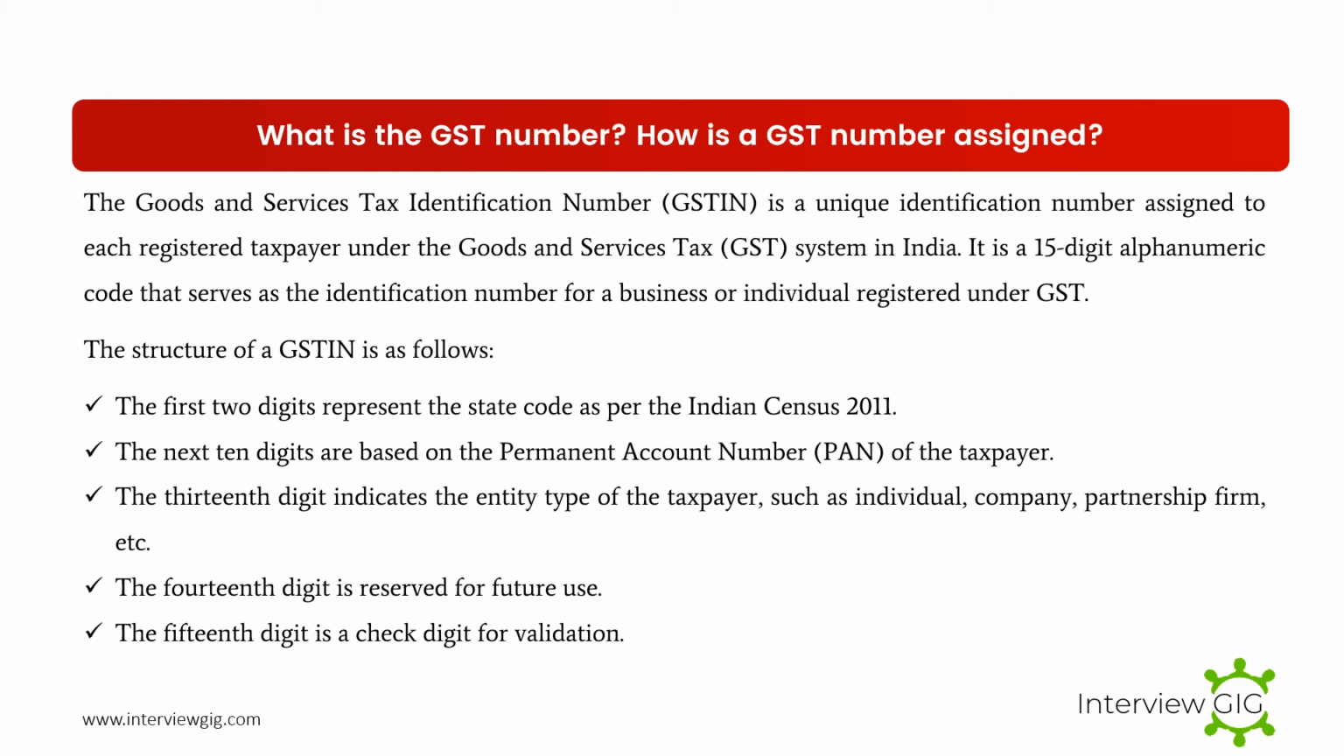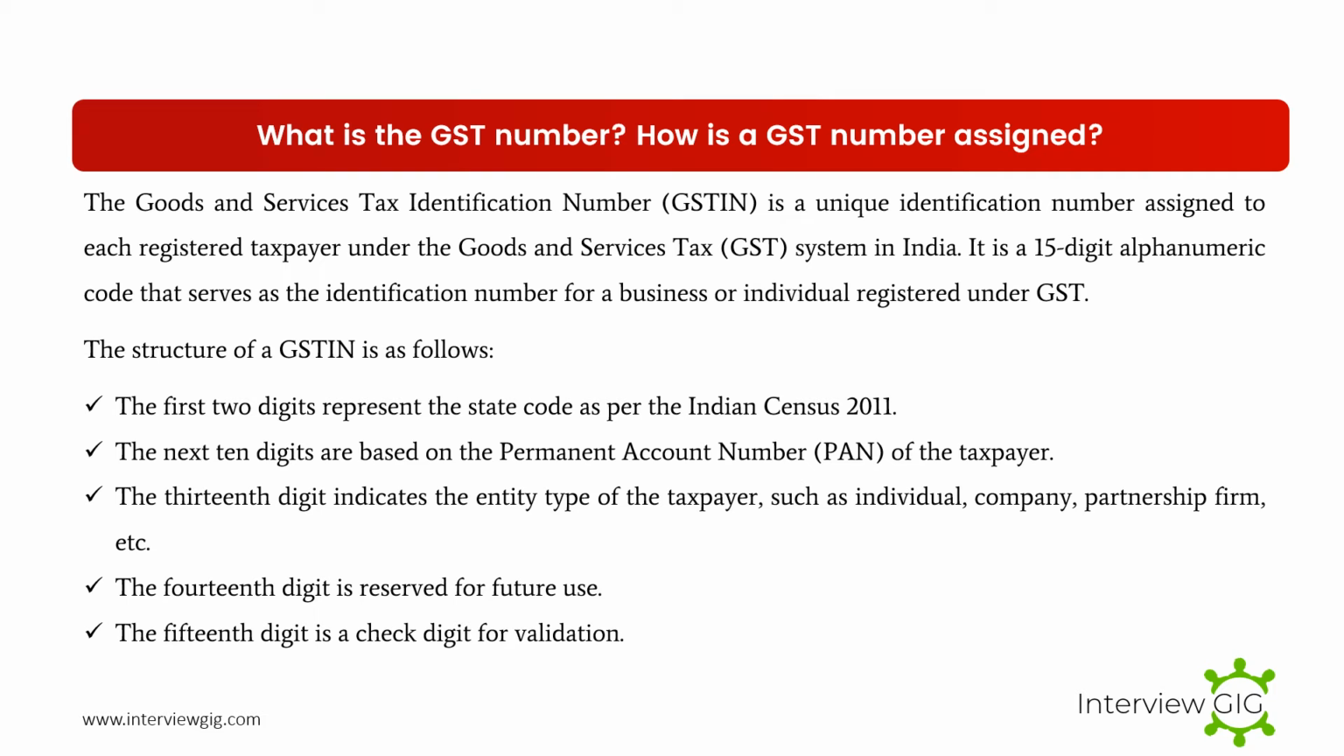What is the GST number? How is a GST number assigned? The Goods and Services Tax Identification Number, GSTN, is a unique identification number assigned to each registered taxpayer under the Goods and Services Tax, GST, system in India. It is a 15-digit alphanumeric code that serves as the identification number for a business or individual registered under GST. The structure of a GSTN is as follows.